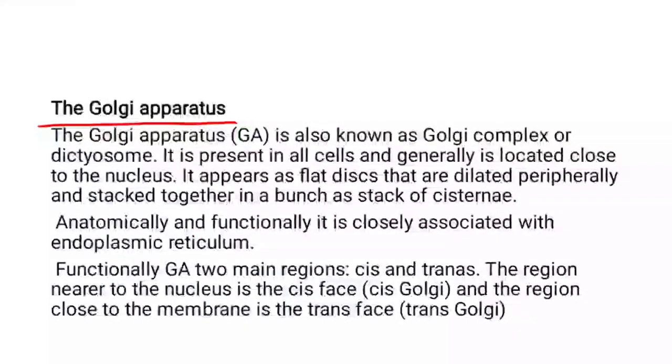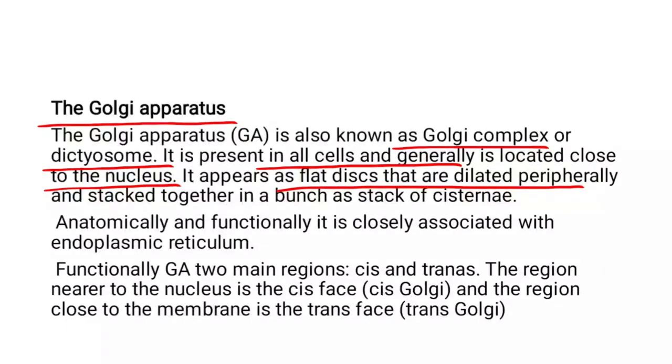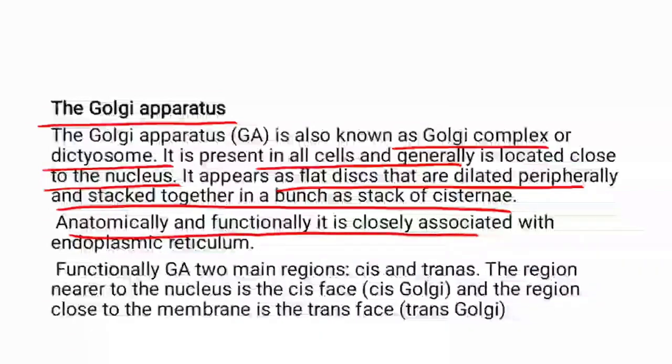Golgi apparatus. The Golgi apparatus is also known as Golgi complex or dictyosome. It is present in all cells and generally is located close to the nucleus. It appears as flat discs that are dilated peripherally and stacked together in a bunch as a stack of cisternae. Anatomically and functionally, it is closely associated with the endoplasmic reticulum.